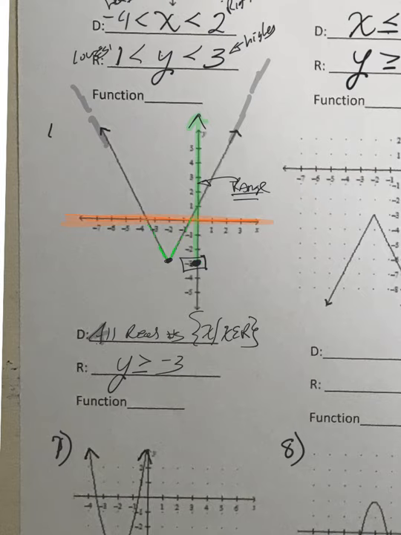And then if you drop a vertical line, no matter where you drop that vertical line, it's only going to hit once. So yes, it's a function because it passes the vertical line test.